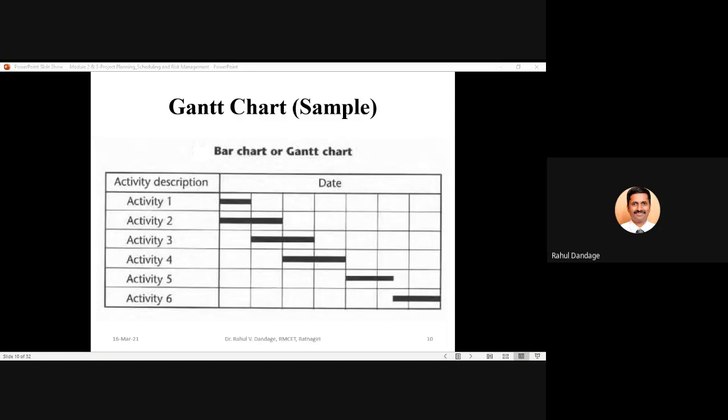Activity 1 gets finished by the end of week number 1, but activity 2 in the first week is running parallel to activity 1, and then it continues into week number 2 till its end.